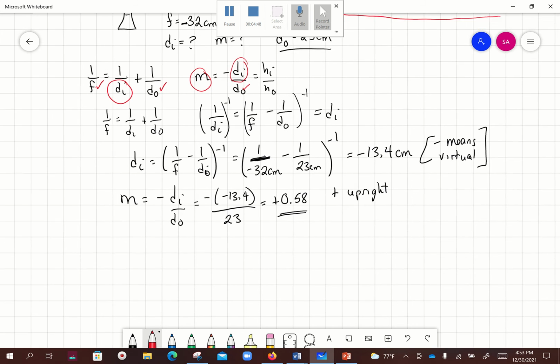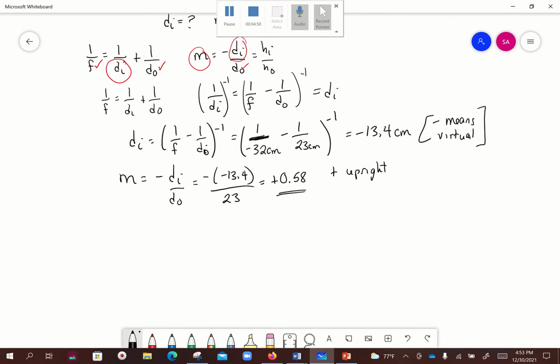Okay, so again, remember, I always like to draw a sketch. So let's quickly draw a sketch here, just to make sure my numbers came out right. And again, this is more important for a converging lens where we could possibly get either a real or virtual image. All right, so I know that my focal length is 32 centimeters, and my object is at 23 centimeters. So this is 32 centimeters. My object is at 23 centimeters, so it's closer to the lens than the focal length is.